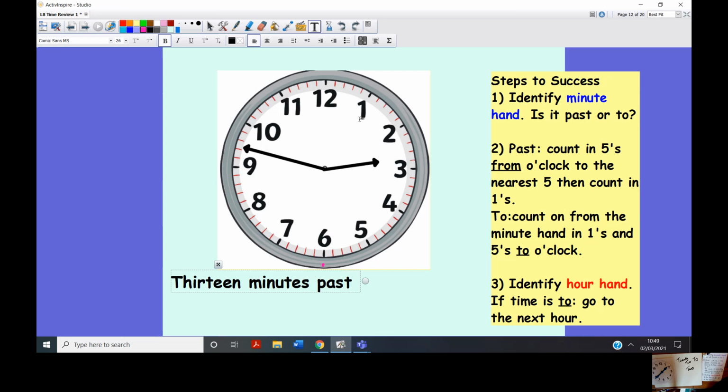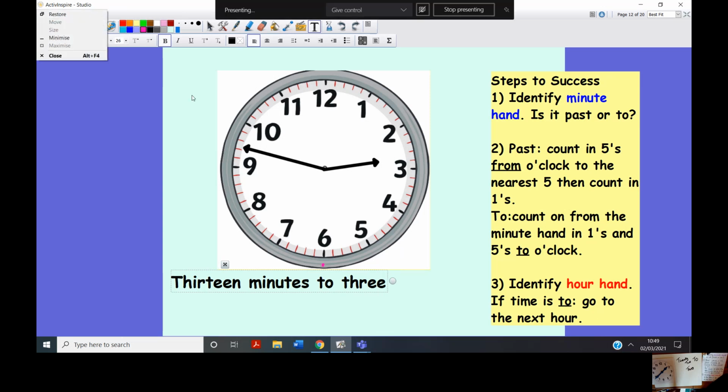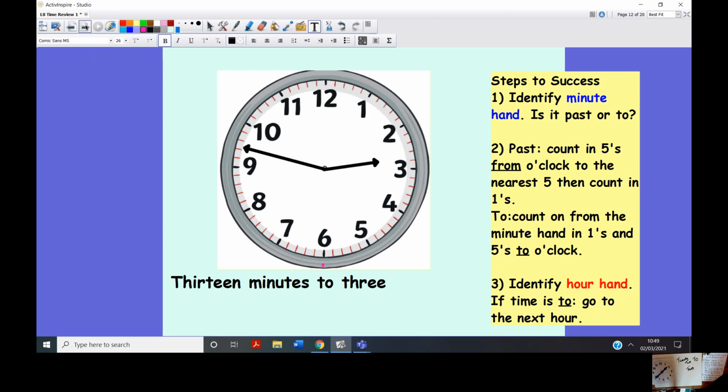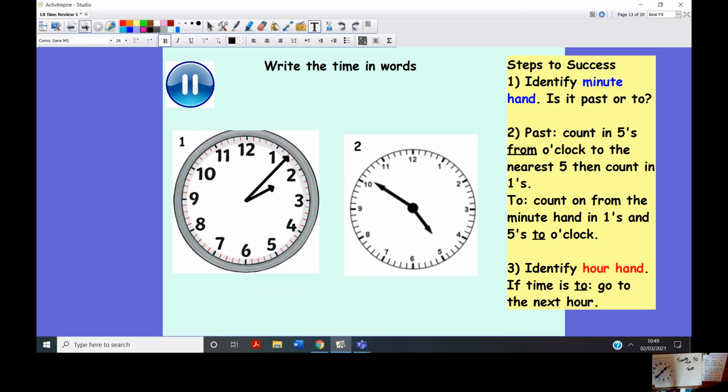Remember, 13 minutes to, not past. And then remember, we're looking at the hour hand, the shorter hand, and because we are on 2, we're looking to the next hour. So 13 minutes to 3. So you've now got an example looking at minute intervals. So I suggest that you get something to write with and something to write on and have a go at these ones. Press pause, and when you're ready, press play.